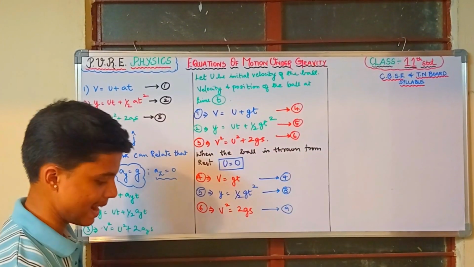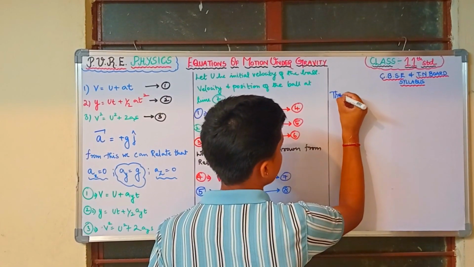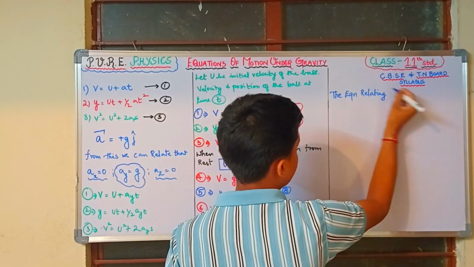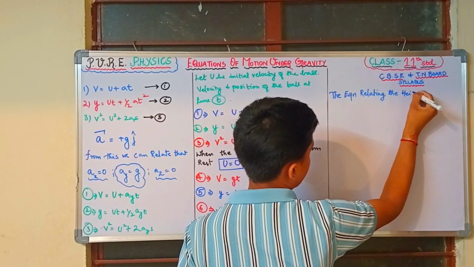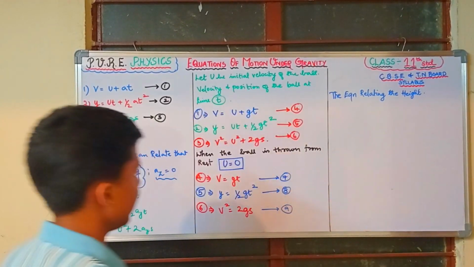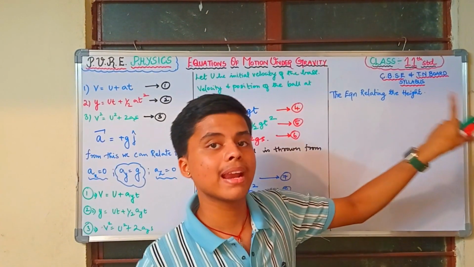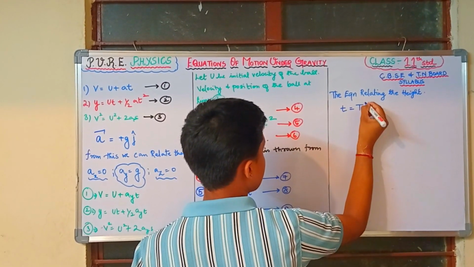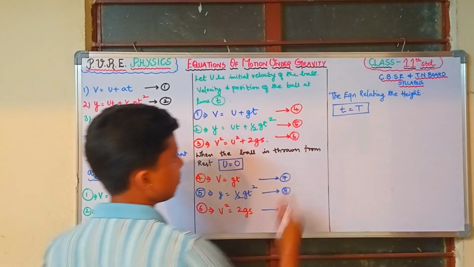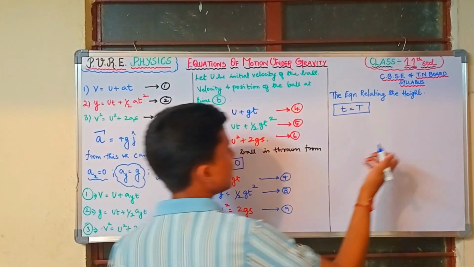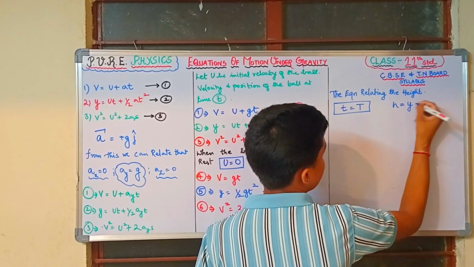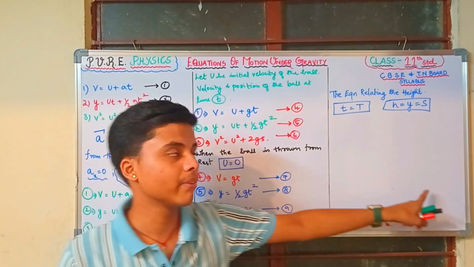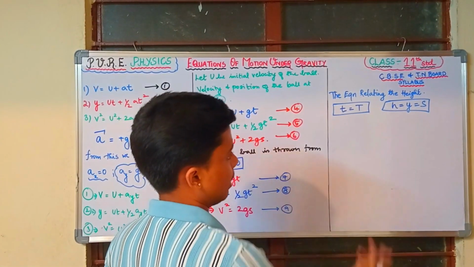So in order to find the equation relating the height, what can I write? When you write the equation relating the height, you need to take two conditions. That is, the small t will be replaced with capital T, the total time taken by the ball to reach the ground. And the height will always be replaced with h. H is equal to y is equal to s. That condition I taught you while drawing the diagram, now you have to apply that concept.